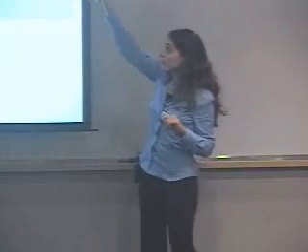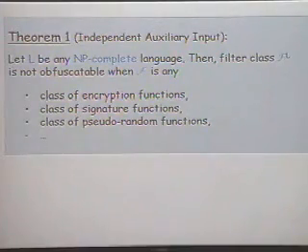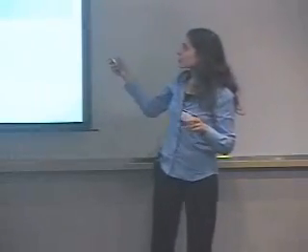We show that, taking L to be any NP-complete language, the filter class f sub L is not obfuscatable, where f can be any, let's say, encryption scheme or signature scheme or pseudo-random functions, and essentially f can be any unpredictable function. It needs to be very unpredictable. I don't want to go into the definition of this because it's kind of a mess, but you can think about it as any class that has enough entropy, pseudo-entropy inside it.